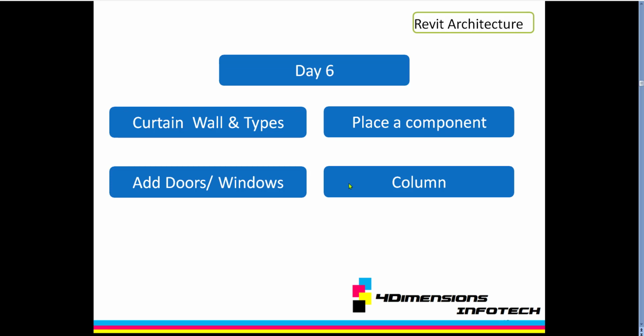Hello. In day 6 we are going to learn the commands like curtain wall and its types, place a component, add doors and windows and then column. Let's learn these commands now.